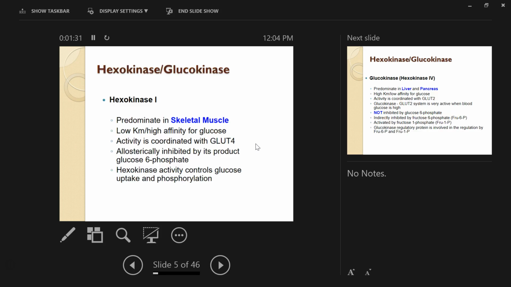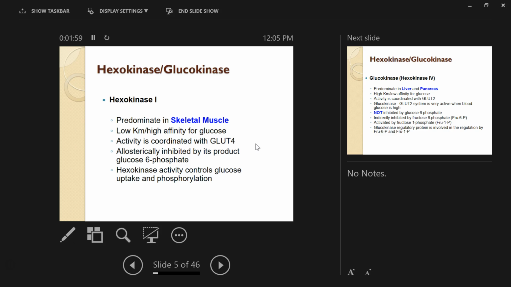And hexokinase, we know that basically is more abundant in the skeletal muscle, right? And it's different from the glucokinase, which is abundant in the liver and the pancreas in terms of their Km and the affinities or their regulation by a substrate.